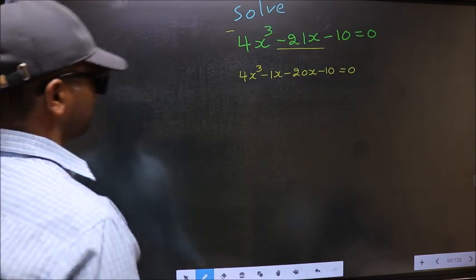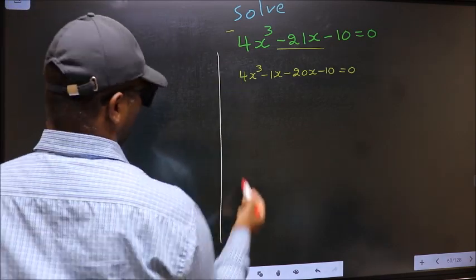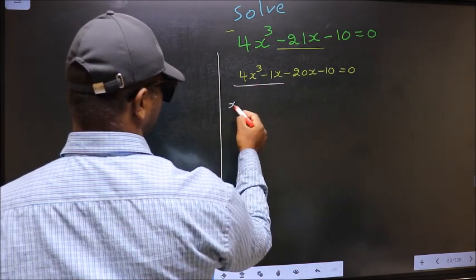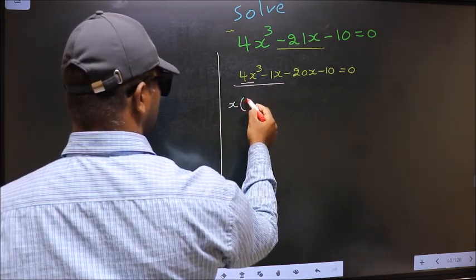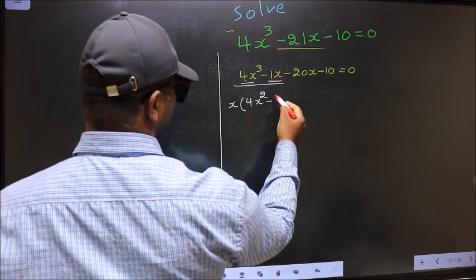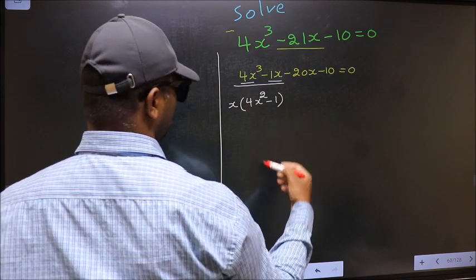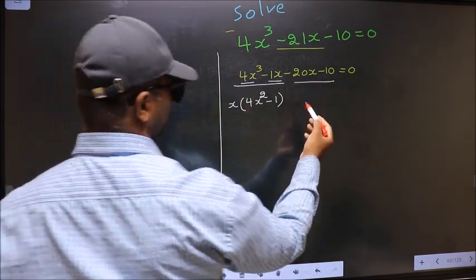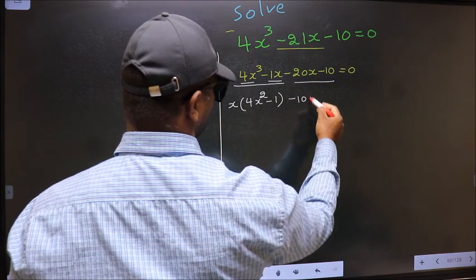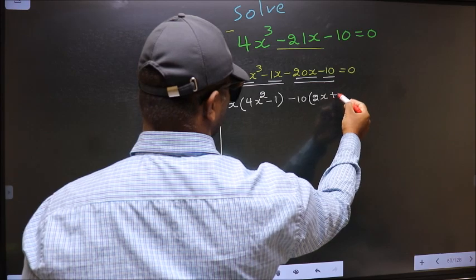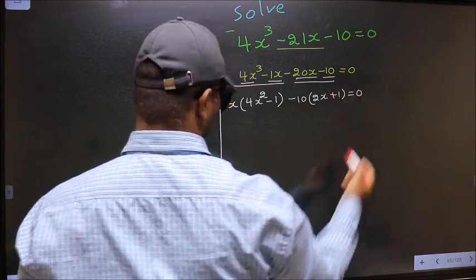Next, what can be taken out common from these two terms is x. From this x out you get 4x square, minus, from this x out you get 1. In the same way, what can be taken out common from these two terms is minus 10. So here we get 2x and here we get plus 1 equal to 0.